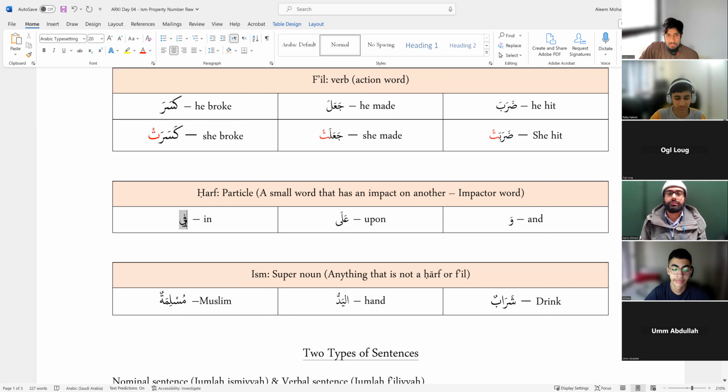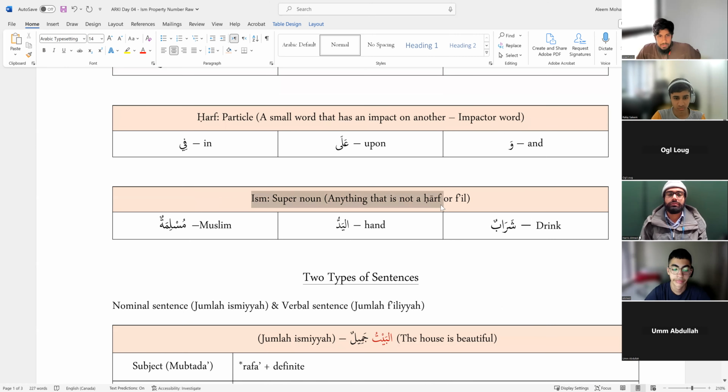Okay, in terms of the harf, some simple examples. We have things such as fi, which means in, ala, which means upon, and wa, which means and. One thing that I want to point out, and this is something that we're going to start slowly seeing, is that these harf are a little bit tricky. In essence, fi doesn't always mean in. Ala doesn't always mean upon, right? These meanings can change depending on the context that they're used in, and the dictionary will teach you to do it. So right now, we're just giving you a base meaning on this, but inshallah ta'ala, it's going to shift as time goes on, as you become a little bit more experienced.